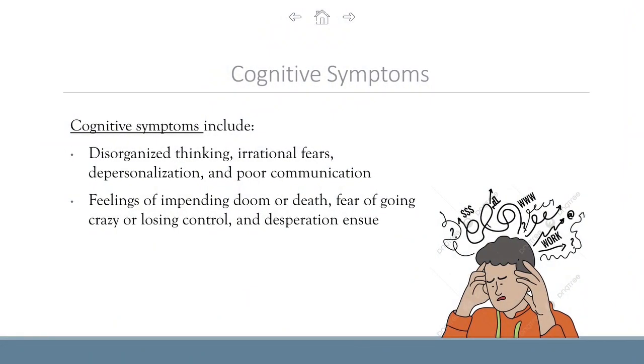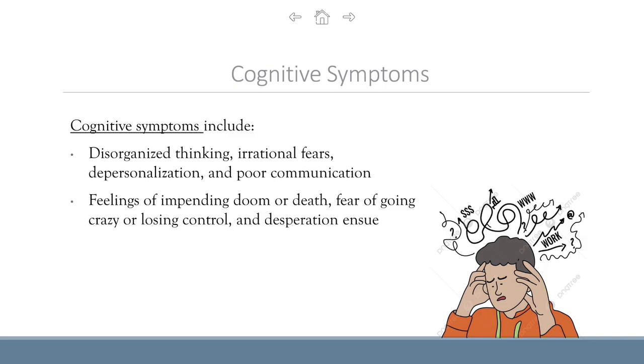Cognitive symptoms, so those are physical symptoms, right? So they're sweating, they're shaking, they're short of breath. Now we're going to talk about some of these cognitive symptoms, like what are they thinking? They may be having some very disorganized thinking, irrational fears, like someone's going to jump out of the closet at them, or something might be under the bed.